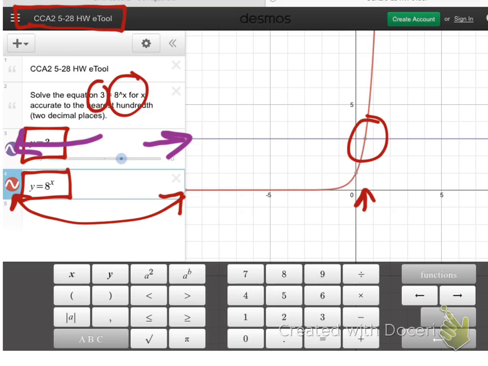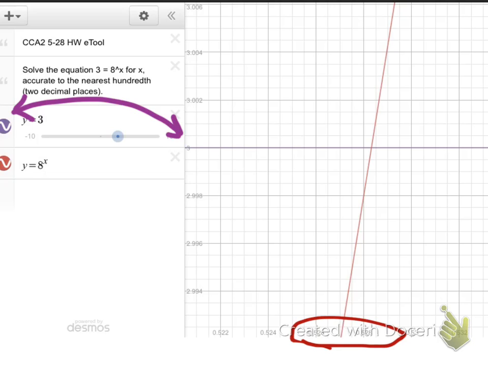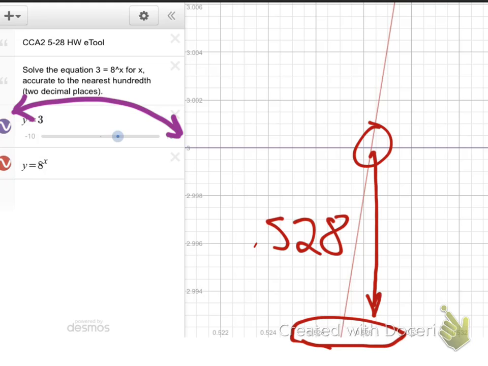So what I can do is zoom in on this graphing tool, and when I zoom in, I can zoom in quite far. You can see that when, again, my y value is 3, the purple. Now when I'm looking at my x values down the bottom, this point right here goes with just past 0.528. So when I round that, the 8 rounds this number up, so it is about 0.53. So that's how graphically I could solve that problem as well.